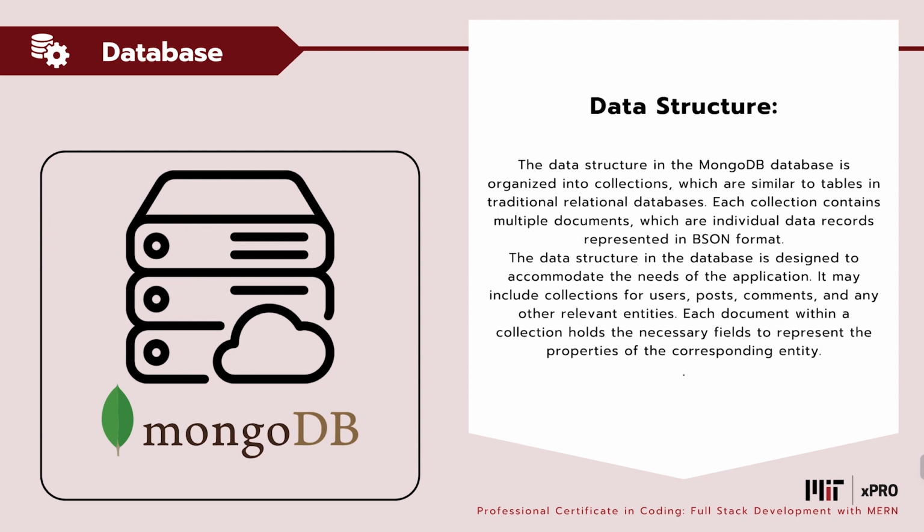Data structure. The data structure in the MongoDB database is organized into collections, which are similar to tables in a traditional relational database. Each collection contains multiple documents, which are individual data records represented in JSON format.